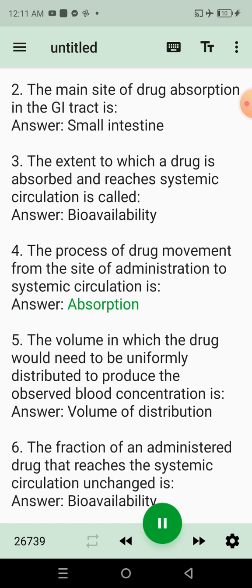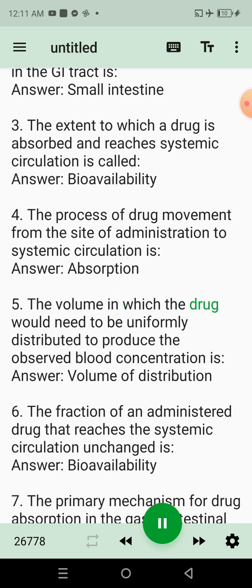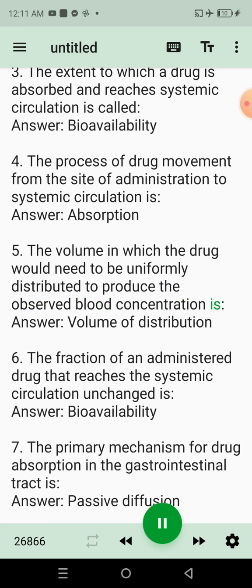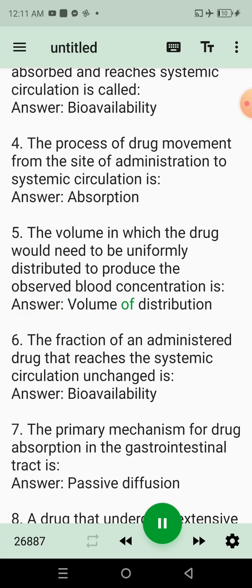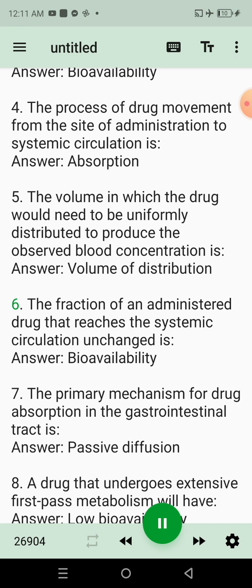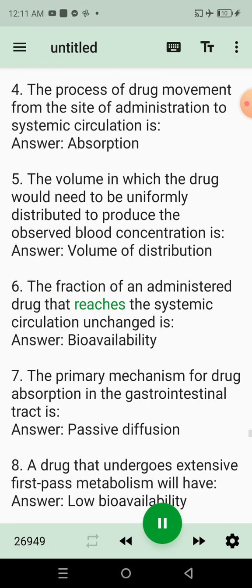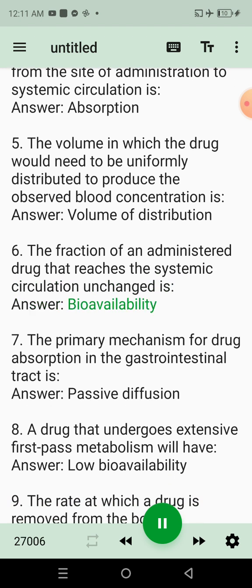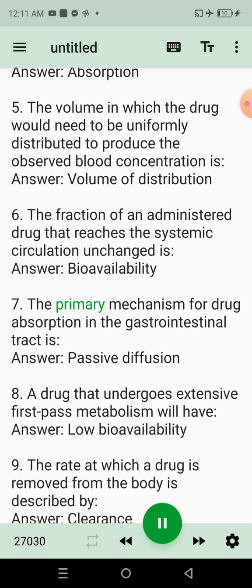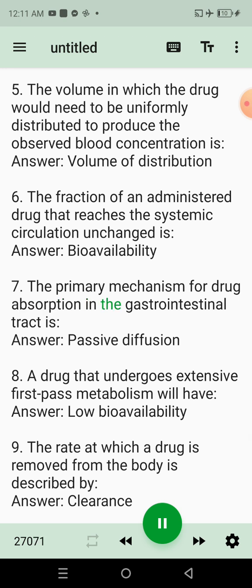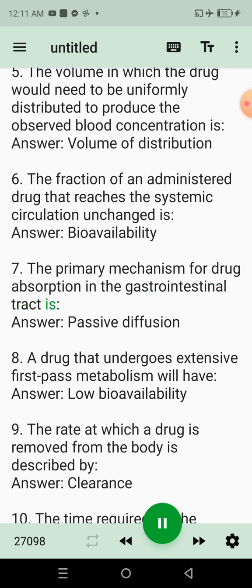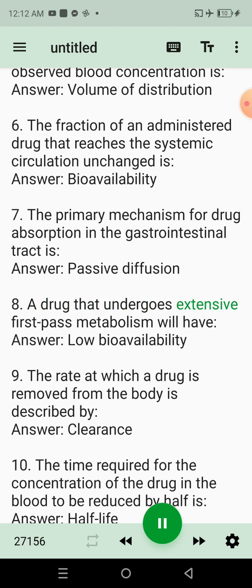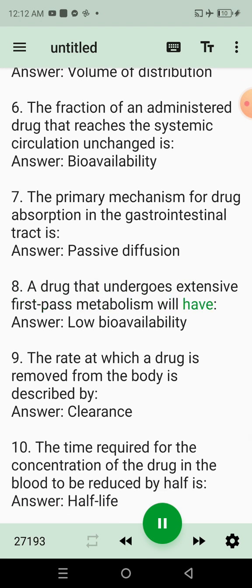Answer. Absorption. 5. The volume in which the drug would need to be uniformly distributed to produce the observed blood concentration is. Answer. Volume of distribution. 6. The fraction of an administered drug that reaches the systemic circulation unchanged is. Answer. Bioavailability. 7. The primary mechanism for drug absorption in the gastrointestinal tract is. Answer. Passive diffusion. 8. A drug that undergoes extensive first-pass metabolism will have.